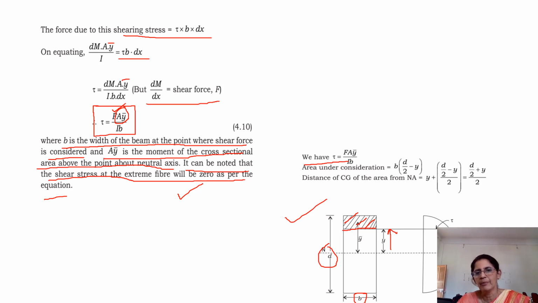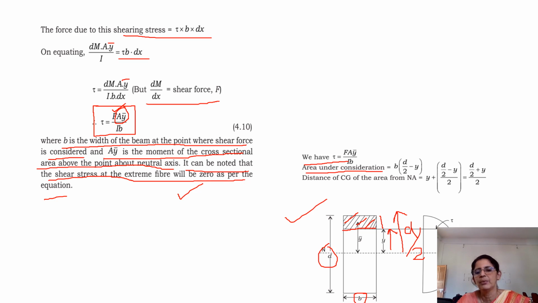Okay. Now you come to your formula. Tau is equal to F AY bar by I B. So your problem is to find out AY bar. That is the first step, right? All others are okay. So what is the area under consideration? Area under consideration is this shaded area. What is this shaded area? Width is B. What is the depth? Depth from here till here is D by 2. Am I right? This particular value is D by 2 minus y. So D by 2 minus y is the depth, width is B.